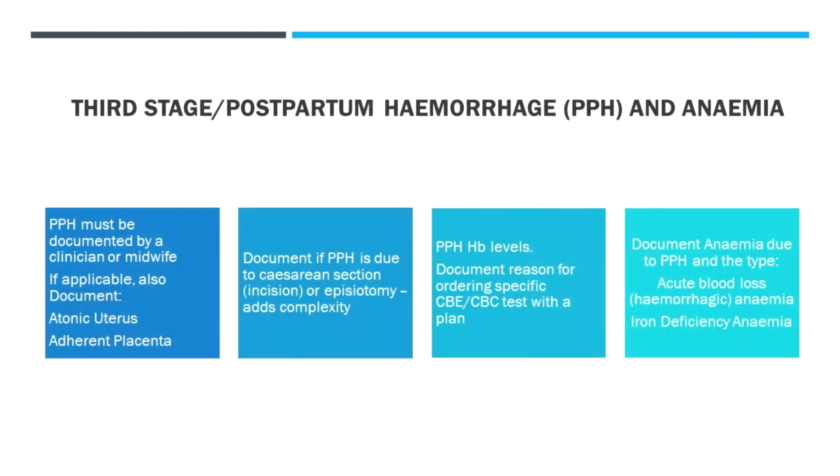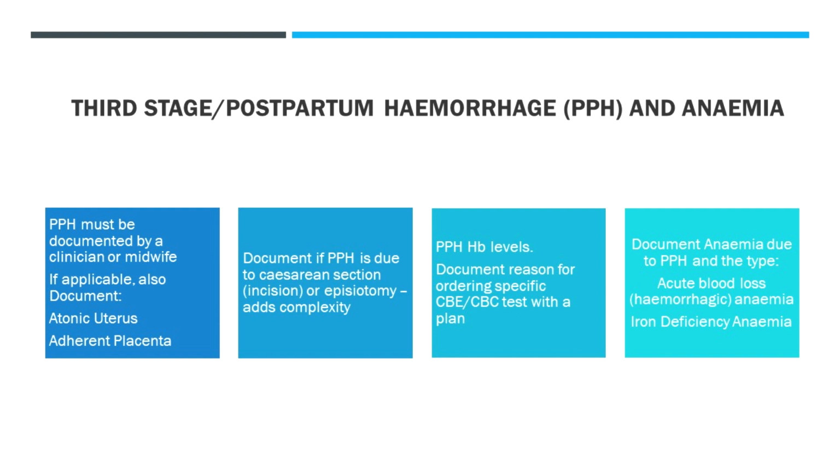So after delivery, a common complication, fortunately not too common, is postpartum hemorrhage, or hemorrhage that's during delivery, and the anemia that's related to that. We often write hemorrhage but maybe don't write the anemia part. So ideally documenting the postpartum hemorrhage and the likely reasons or contributors behind that. There may be other associated conditions like atonic uterus or adherent placenta.